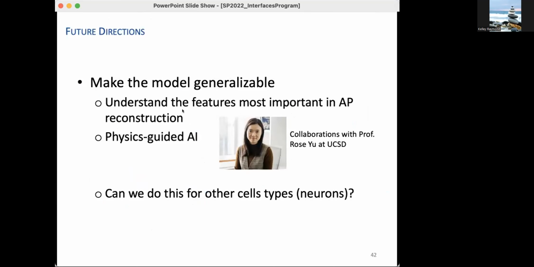So one project that we're working on is to make our model more generalizable, to understand the features of the action potential between the extra and intracellular that actually allow us to reconstruct the intracellular signals. And we're collaborating with Professor Rose Yu, which I think would be a great addition to this program as well, to use physics-guided AI to understand this relationship between intracellular and extracellular action potentials. And then finally, we want to try to do this for other cell types, such as neurons.